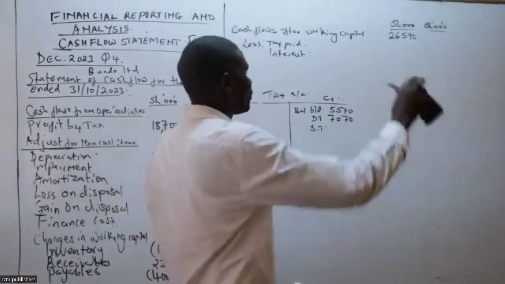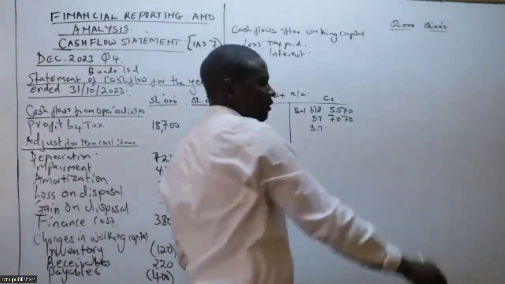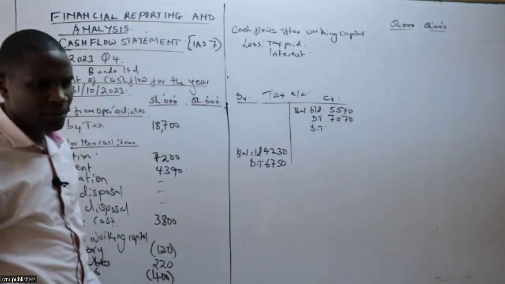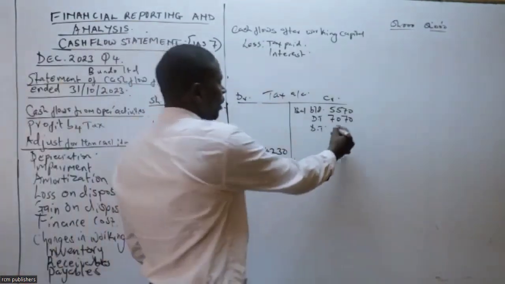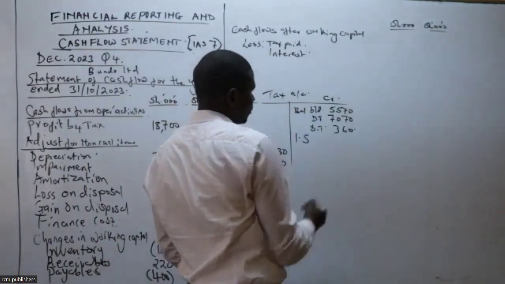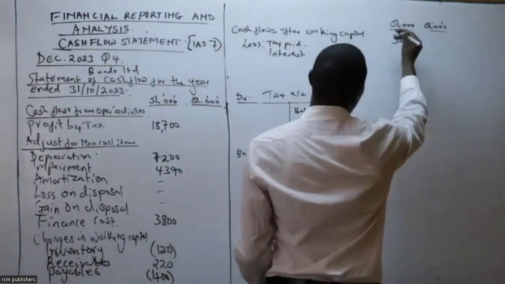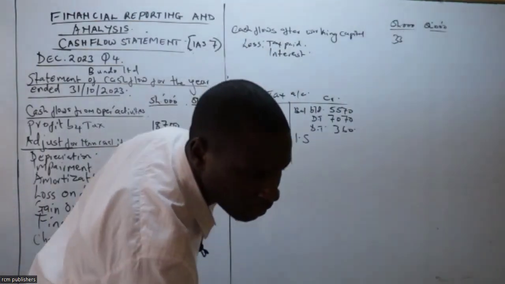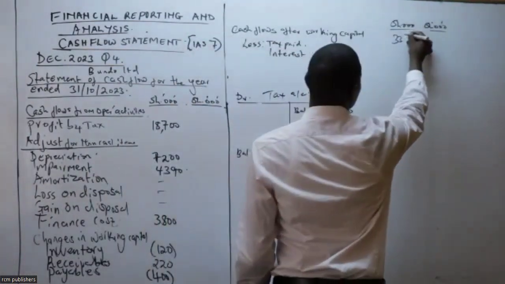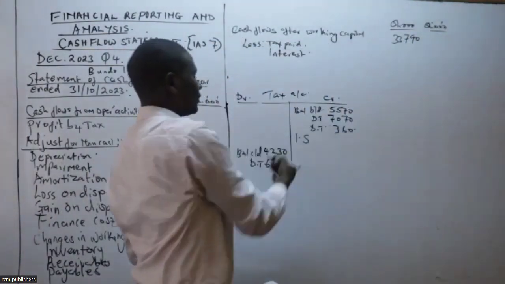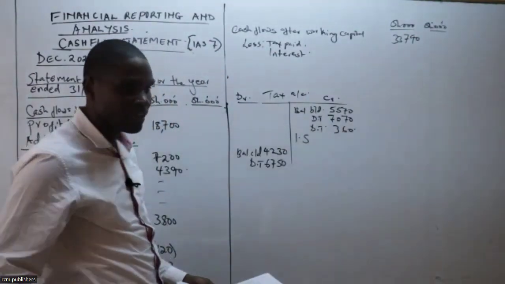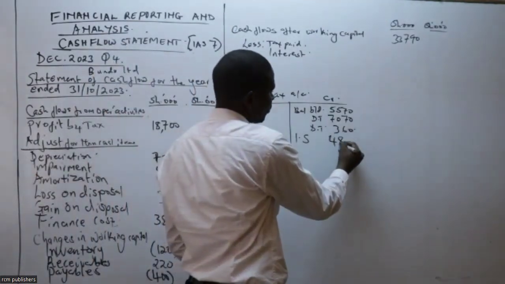Let me withdraw this one. 360, so 360. And then remember, in the income statement we had paid tax, 33. People are giving me something here. Allow me to see this. 730. So there was tax that was paid in the income statement, income tax expense, 4830. So that one comes here.